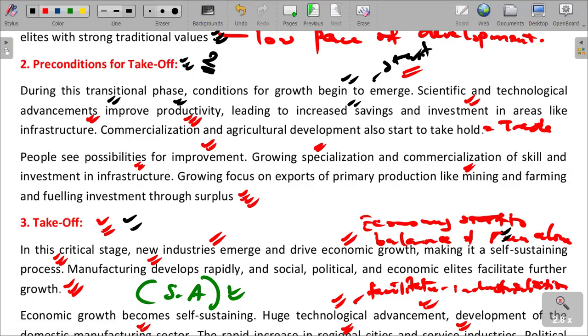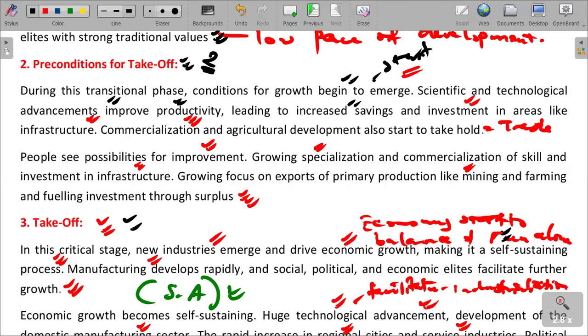So in this precondition for takeoff, a country would also invest more in infrastructure in order to have commercialized businesses. In this case, we talk about the commercialization of agricultural development, which also has to take place to facilitate trade. People see possibilities for improvement. People start to understand and perceive that improvement is necessary. Therefore, there is need for growing specialization and commercialization of skills.